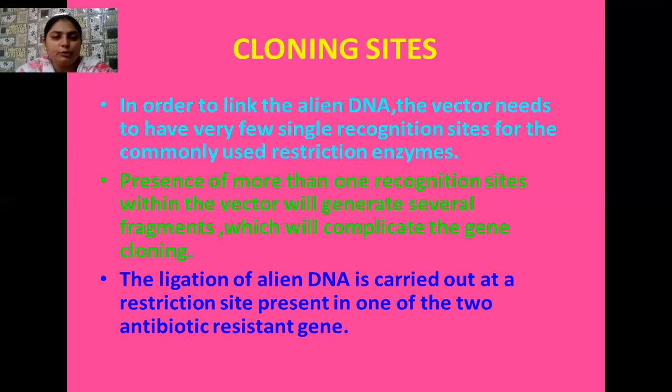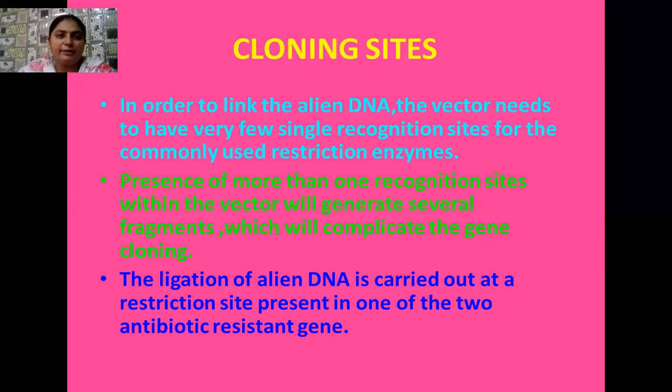So here, what you have to do is ligate your alien DNA into the restriction site, and later on, the binding of this alien DNA with that particular site takes place by sticky ends and DNA ligase, as you know very well. So here you have to select the vector which has few recognition sites, because it is quite comfortable for the restriction endonuclease to work. If more than one recognition site is present on that vector, then this complicates the gene cloning process.